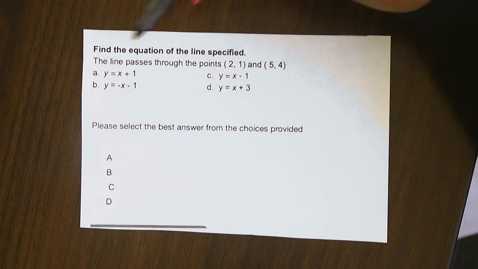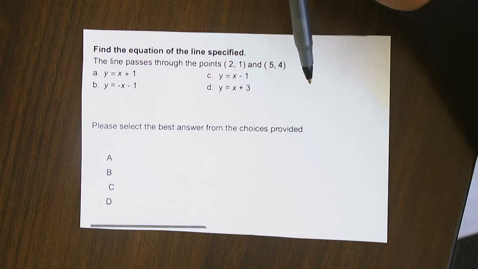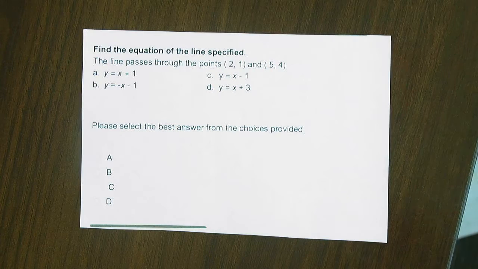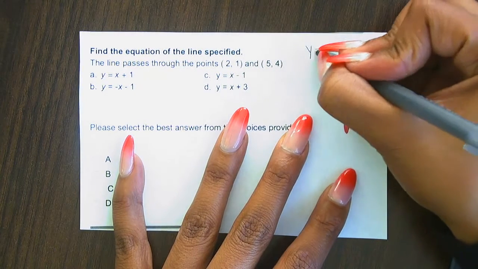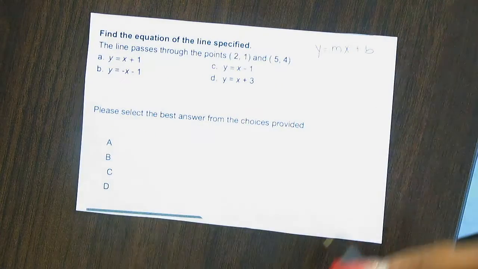Find the equation of the line, specify. The line passes through the points (2, 1) and (5, 4). So basically, they're just asking us to find the equation of the line that passes through these two points. So again, I need to figure out what my slope is going to be, along with my y-intercept.